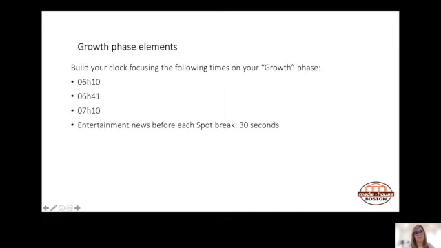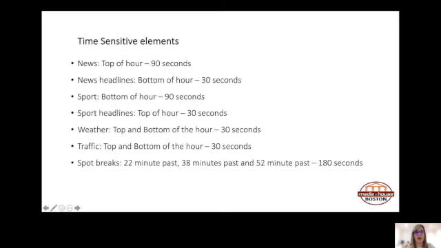So something needs to happen at 6:10, something needs to happen at 19 minutes to 7, and something needs to happen at 7:10. Where this is a little bit different from the previous tours, instead of 1, we will now have 3 clocks. So you will literally give me your show breakdown for this, okay? And then my suggestion, like I said, but you don't have to use it, is entertainment news before each spot break, which is 30 seconds. Then there are a few time-sensitive elements that you have to include in these 3 clocks, okay?